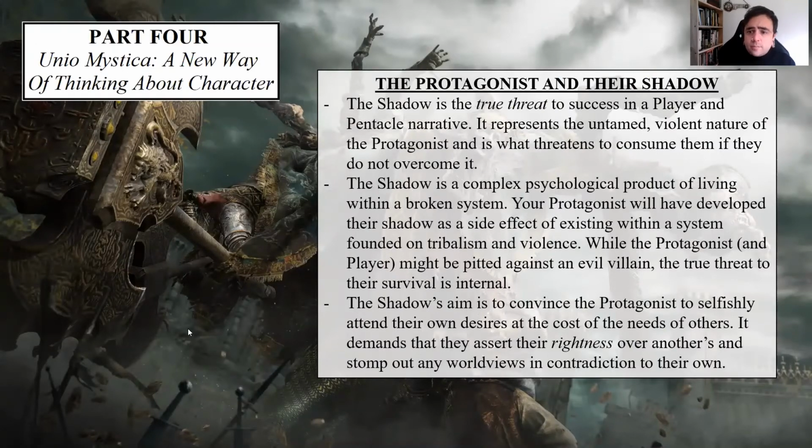So moving on, let's look at the protagonist and their shadow. So the shadow is the true threat to success in a player and Pentacle narrative. It represents the untamed, violent nature of the protagonist and is what threatens to consume them if they do not overcome it. The shadow is a complex psychological product of living within a broken system. Your protagonist will have developed their shadow as a side effect of existing within a system founded on tribalism and violence.